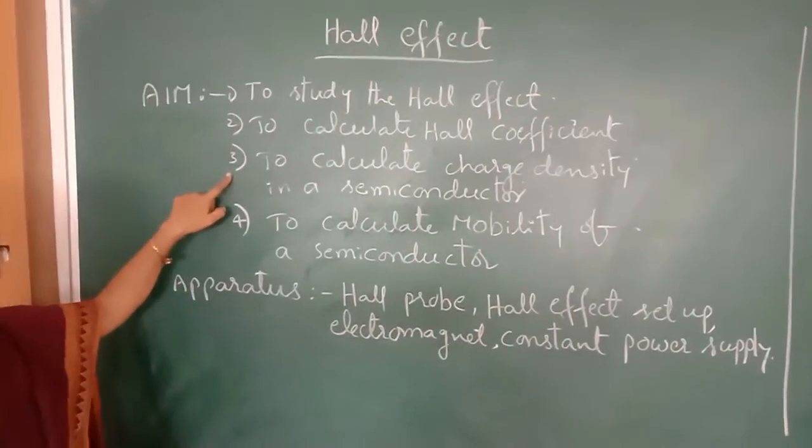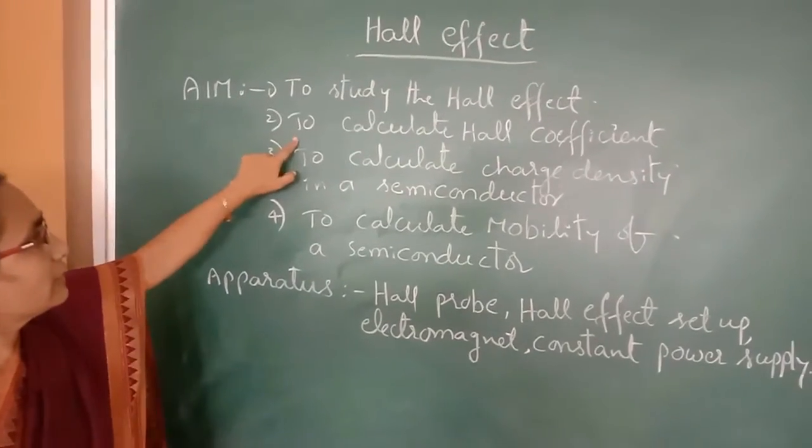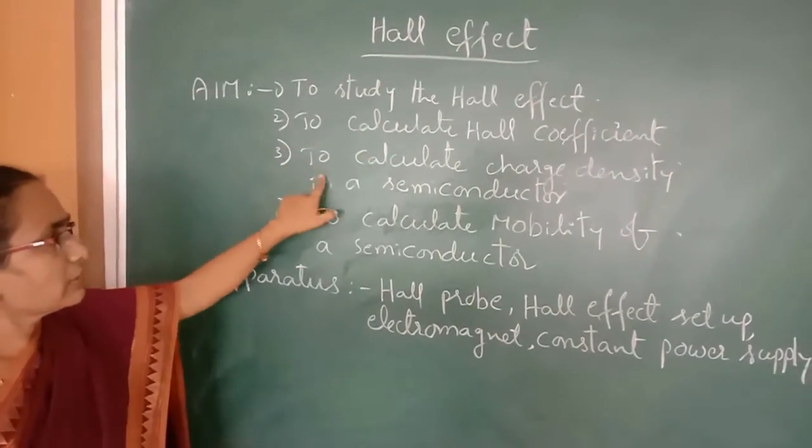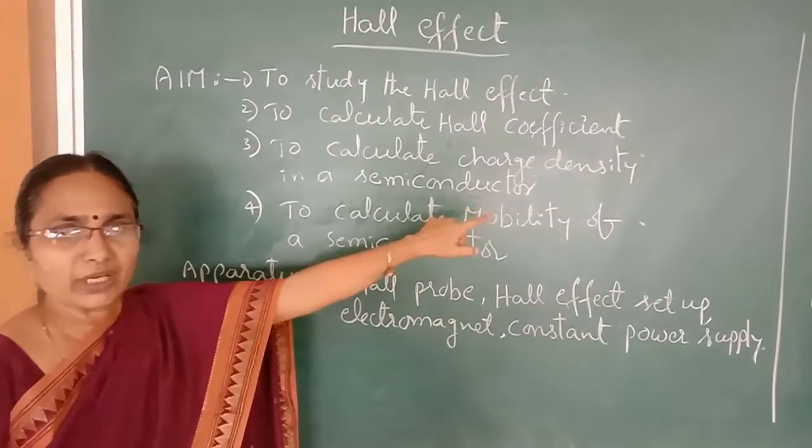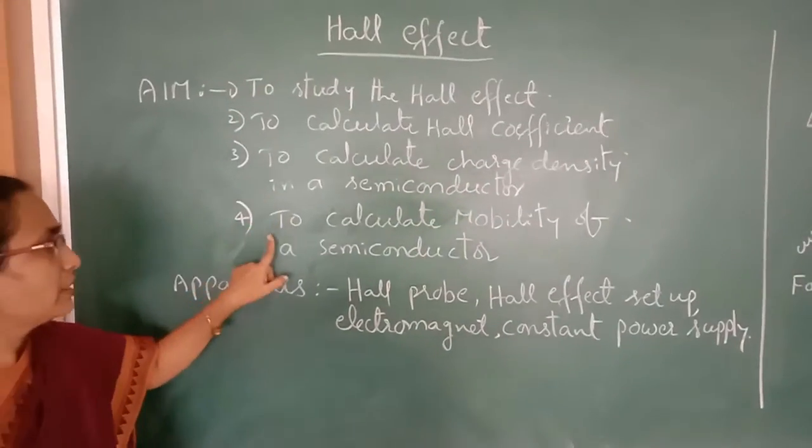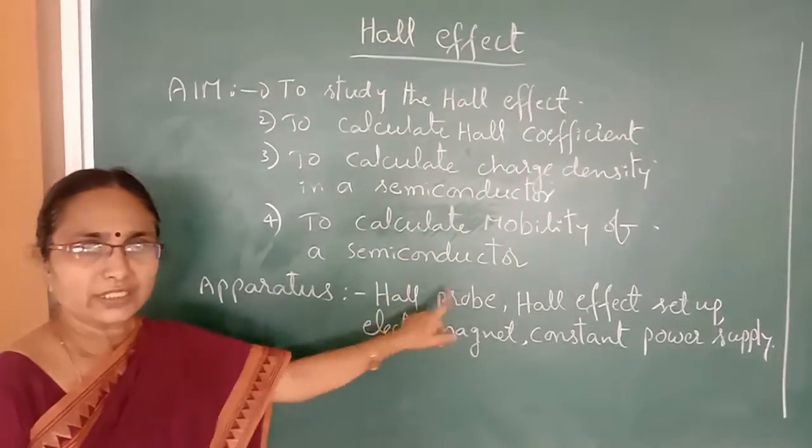There are three aims of the experiment: to calculate the Hall effect, to calculate the charge carrier density of the semiconductor that we are using, and to calculate the mobility of the semiconductor.